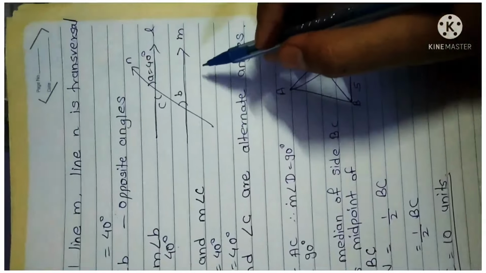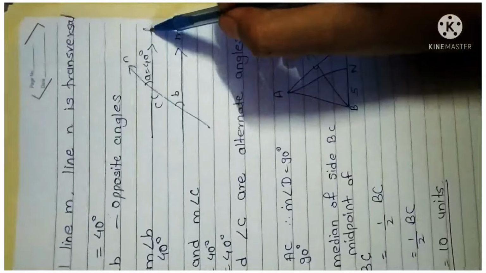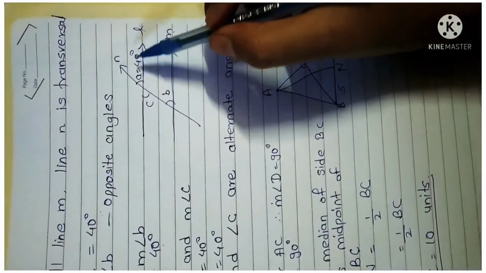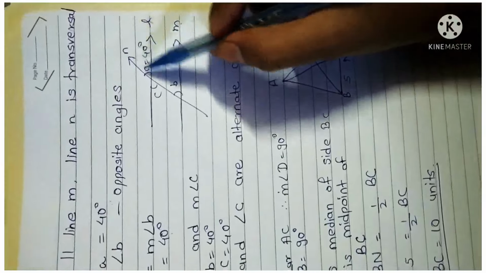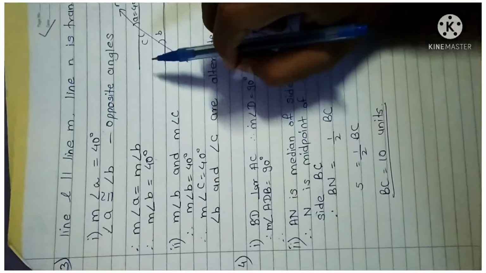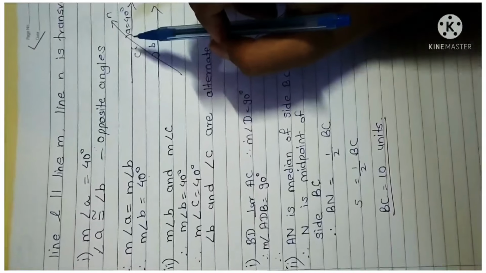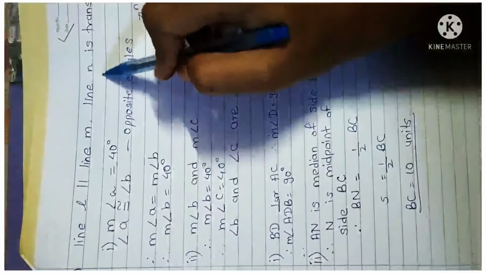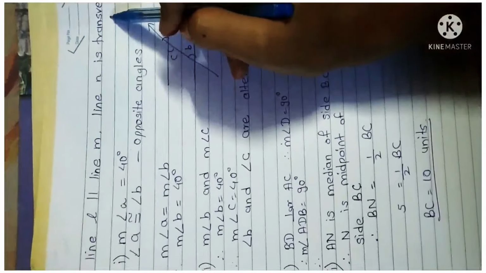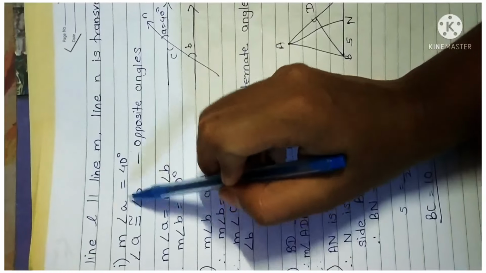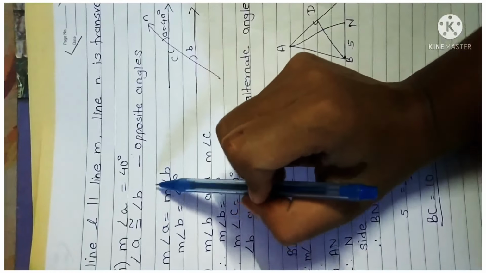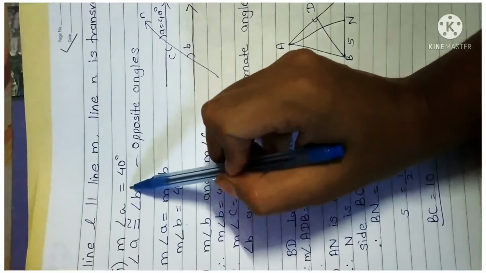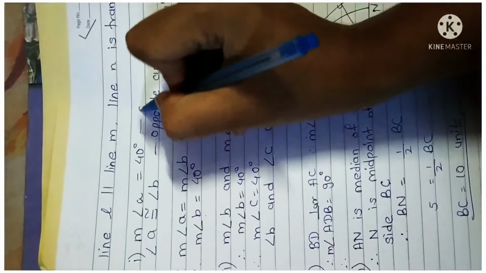We have the diagram. We have line L and line M. Measure of angle A is given, which is 40 degrees, and N is the transversal. First of all, we have to write what is given. Line L is parallel to line M and line N is a transversal. First question: we have to find the measure of angle B. Starting like this, measure of angle A is equal to 40 degrees, which is given.